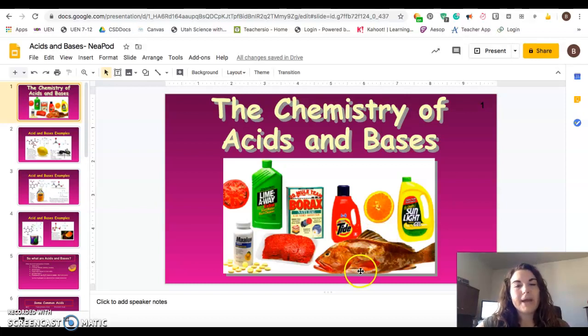Now, the fish smell when fish rot, that is making an acid. So that acidic, gross smell is an acid as well. So there are tons of examples of these things in your house. So let's go over them.